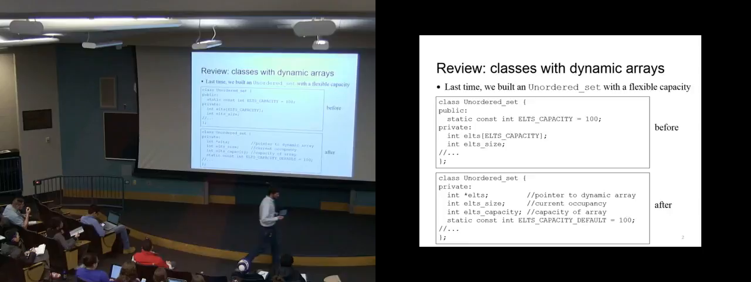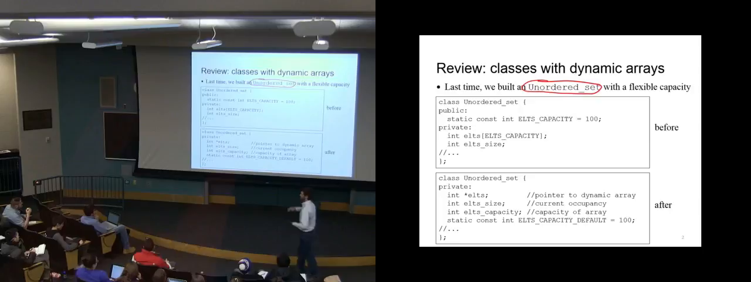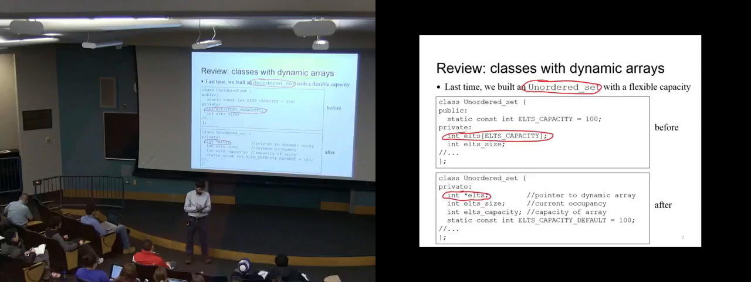So, we built a new version of our set data structure. We worked on the unordered version of the set. We're not going to bother with the code to make it ordered. We're not going to worry about the template code right now. We're going to focus in on the dynamic memory part. So before, we had an array that was a member variable. Now, we have a pointer that is a member variable. So this turned into this.